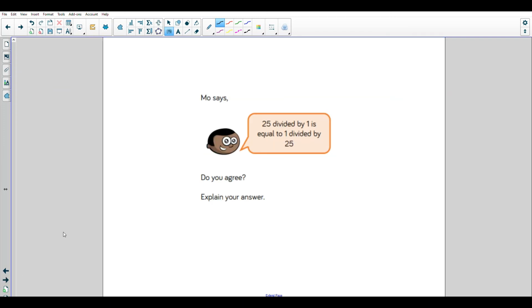Right, now finally, if you want a mastery question, here it is. Mo says 25 divided by 1 is equal to 1 divided by 25. Okay? Why am I drawing on things, Mr. Nash? Okay? 25 divided by 1 is equal to 1 divided by 25. Do you agree? Explain your answer. So that is everything for today's maths lesson.